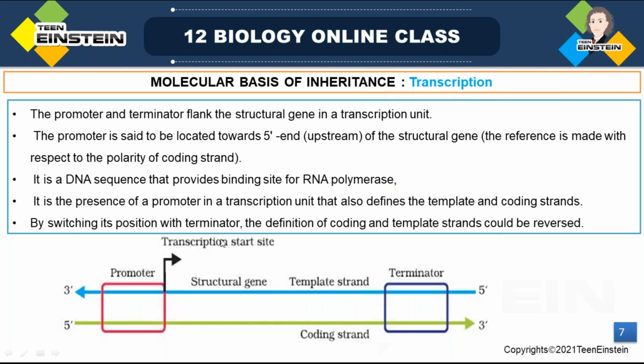It is a DNA sequence that provides a binding site for RNA polymerase. What is that DNA sequence? The promoter. That DNA sequence provides the binding site for DNA-dependent RNA polymerase. At this region, the promoter, the DNA-dependent RNA polymerase gets a binding site.